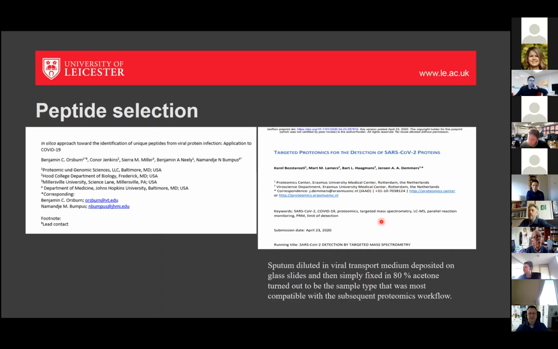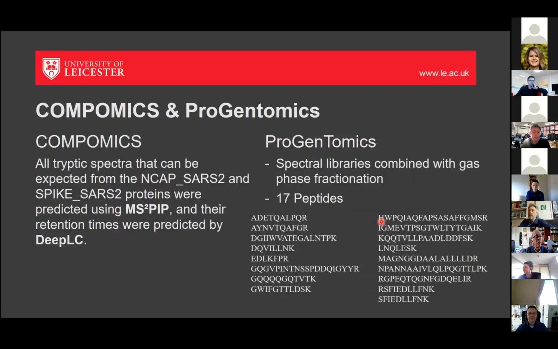The other observation, which I only appreciated on reading it last week, was that when they looked at sputum and fixed that in 80% acetone, it was this sample prep that was the most compatible with the subsequent proteomics workflow. I'll explain a bit more about that later on. And I think the end point was that the sensitivity in equivalence to the PCR-CT values was, if I remember, somewhere in the order of 24 to 26, which is reasonably quite sensitive. And I go on to compare that in the subsequent slides.